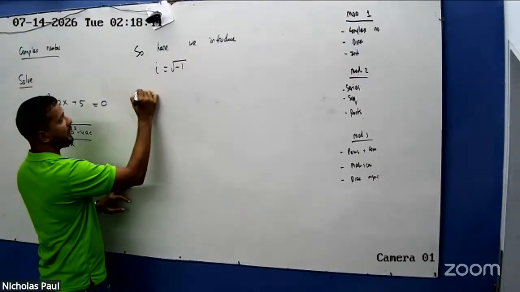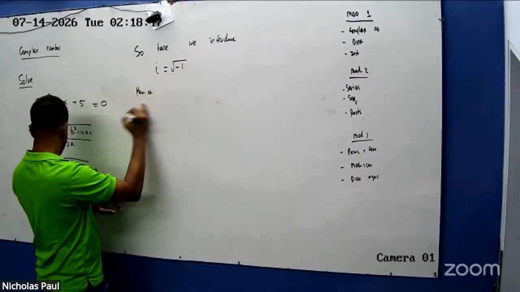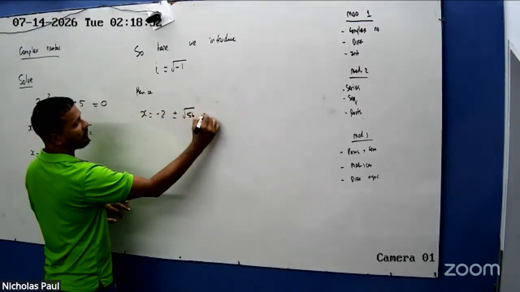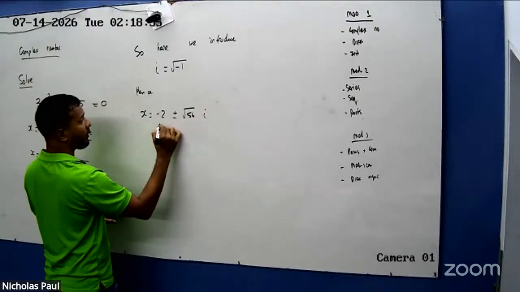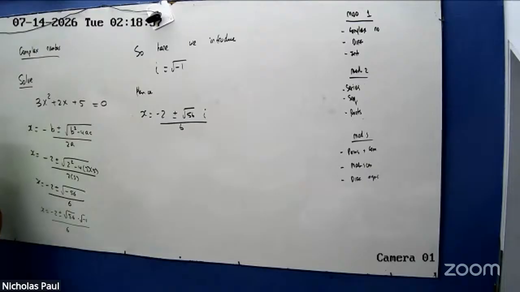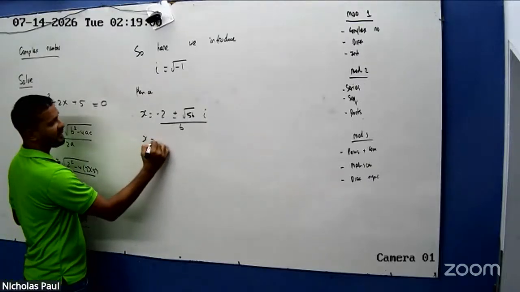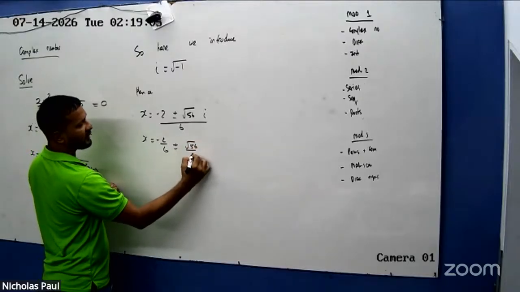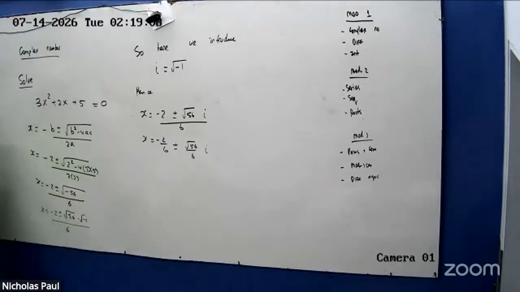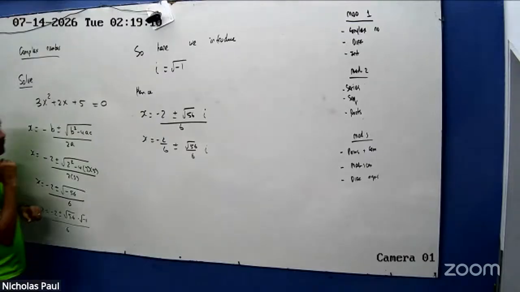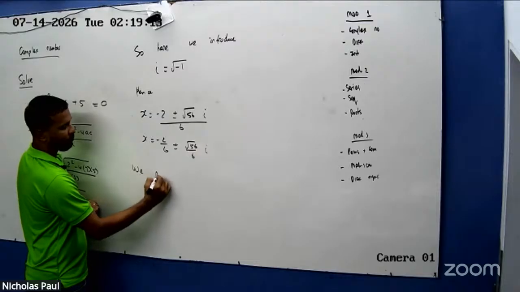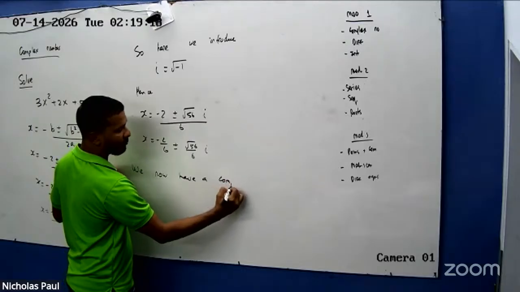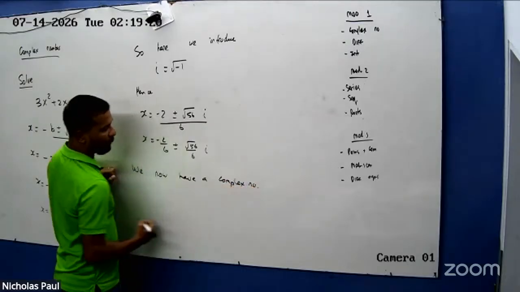So that will be x is equal to minus 2 plus or minus the square root of 56 i, all over 6. That's the final answer, or you can write it like this: minus 2 on 6 plus or minus root 56 on 6 i. Once you see that i, we now have a complex number.